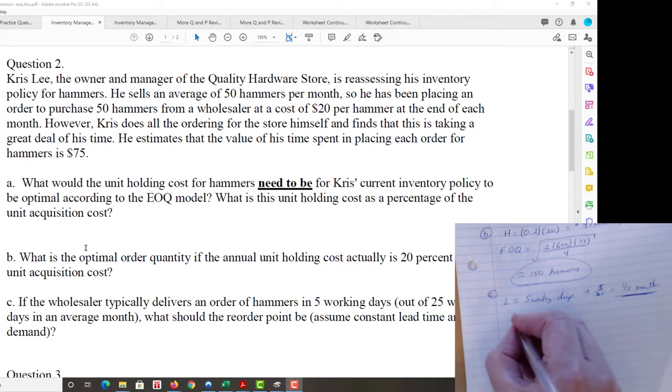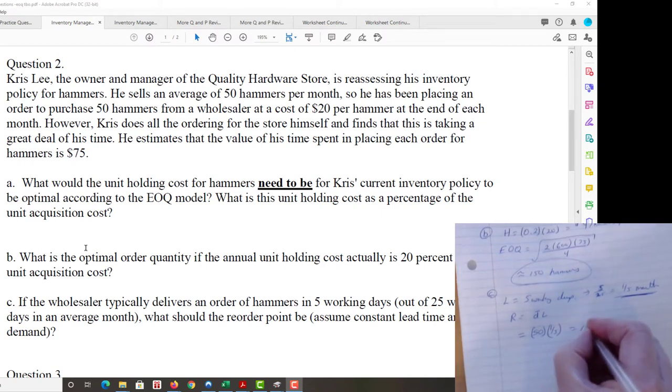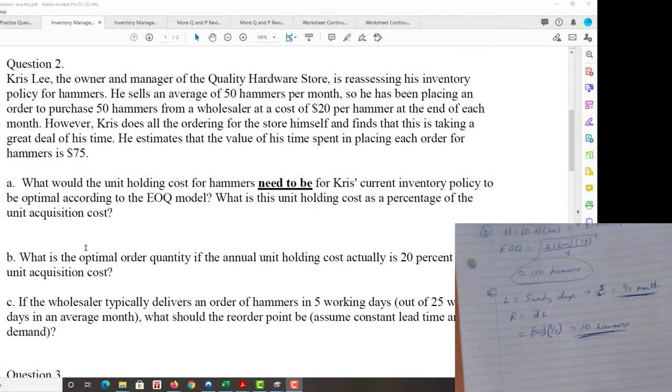So reorder point is D bar times L, which in this case is D bar, the average of 50 hammers per month, times 1/5 of the month for the lead time. And that's a nice easy calculation of 10 hammers. All right, and there we go. Question 2, done.